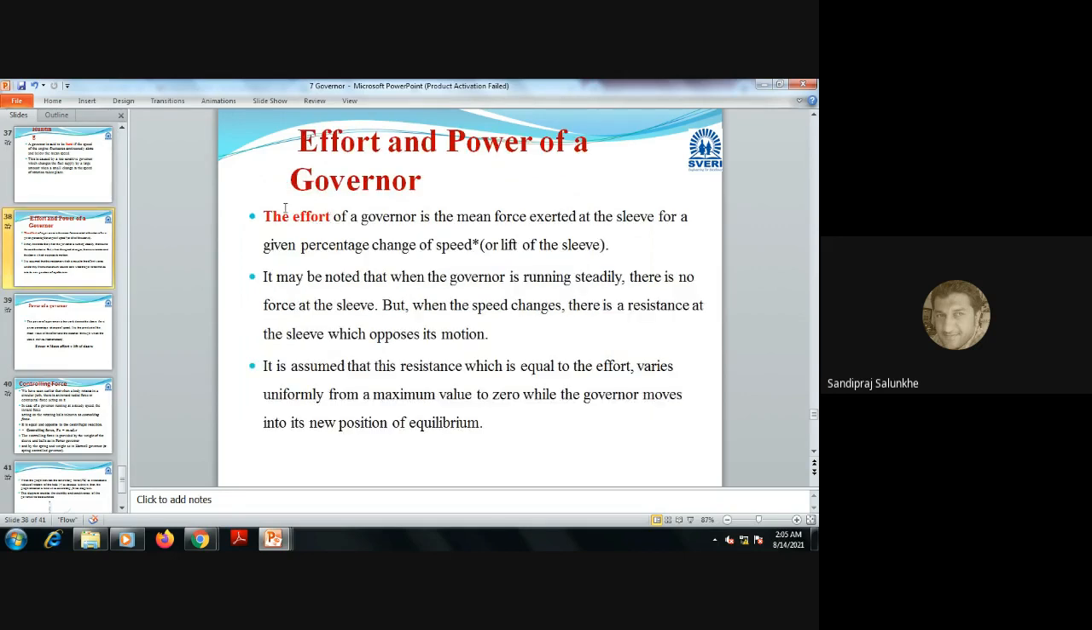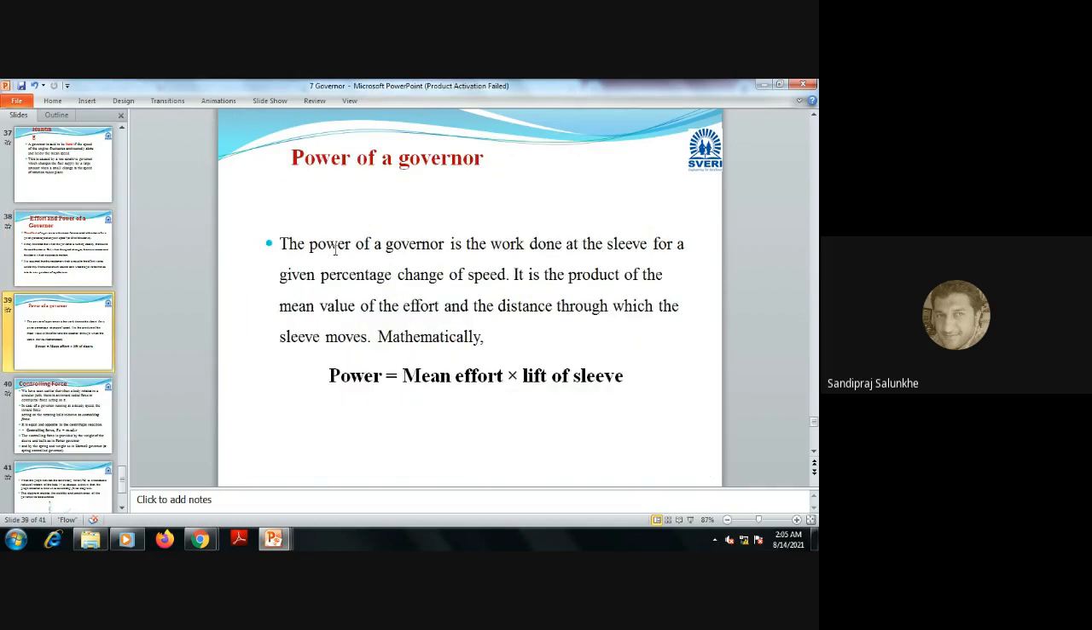An effort is nothing but what is required to lift the sleeve; that is called the effort of that governor. And power is nothing but the power of the governor. The power of a governor is the work done at the sleeve for a given percentage change of speed.